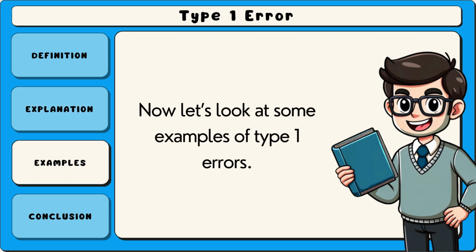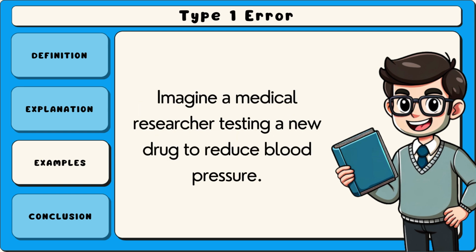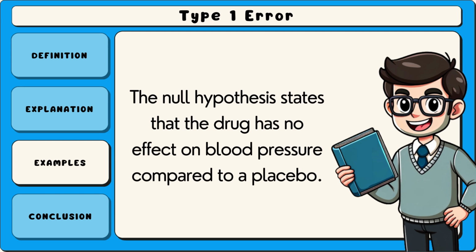Now let's look at some examples of type 1 errors. Imagine a medical researcher testing a new drug to reduce blood pressure. The null hypothesis states that the drug has no effect on blood pressure compared to a placebo.